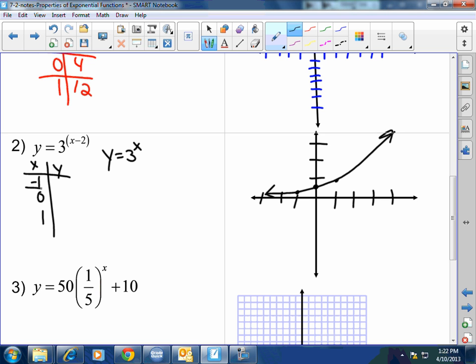-1, 0, 1. Sometimes I get so mad at myself. I'm sorry. This is 1, and 1 is 3. Why don't we do it the right way, Mr. Morrow? -1, 1/3 is still there. 0, 1, and 1, 3. Right? That's my original parent.